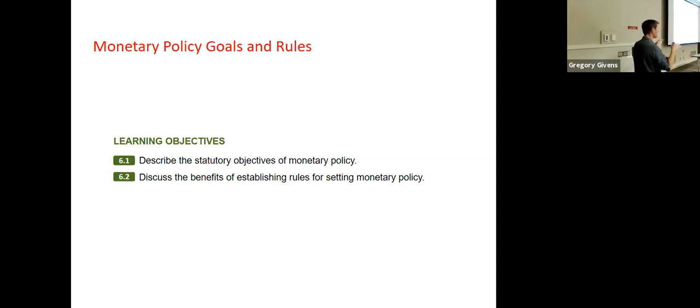And that section will culminate in a discussion of a very famous monetary policy rule that is used to inform central bank decisions really all over the world. You may have heard of it before. It's called the Taylor Rule, named after the guy who first popularized it, John Taylor.